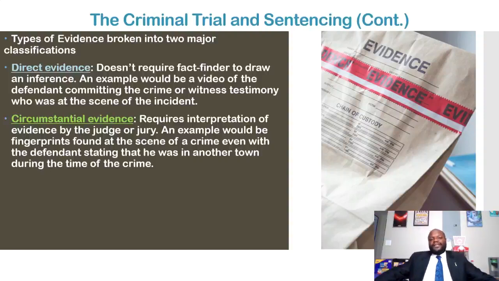Then we have circumstantial evidence. This requires interpretation of the evidence by a judge or jury. So, fingerprints found at the scene of a crime, even though a person said they were in another state or city or town. Can we argue that their fingerprints would be there because the day of the incident they were at that home, that's their residence, and they left that day? And yes, we can see their plane ticket and the video, and we can even do a TSA confirmation to show that they were screened in an airport. So that's circumstantial evidence.